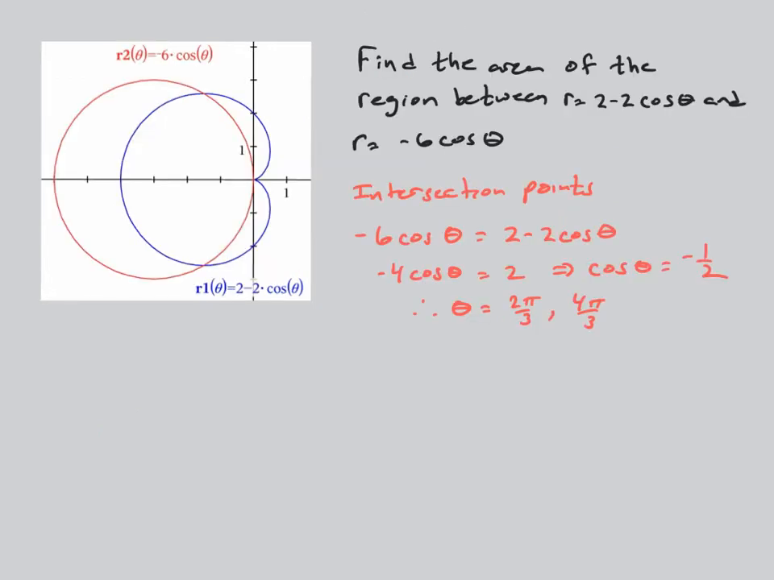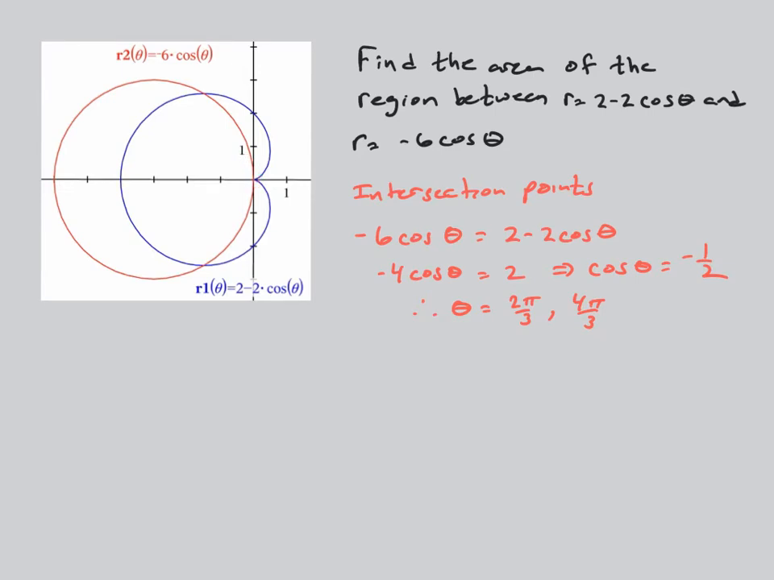Now here's another problem where we're asked to find the area of the region between r equals 2 minus 2 cosine theta and r equals negative 6 cosine theta. So really what we're looking at here is this region right here. And on this one, we're going to use that same idea we just talked about. We're just going to focus on finding this top part, and then we can double that.